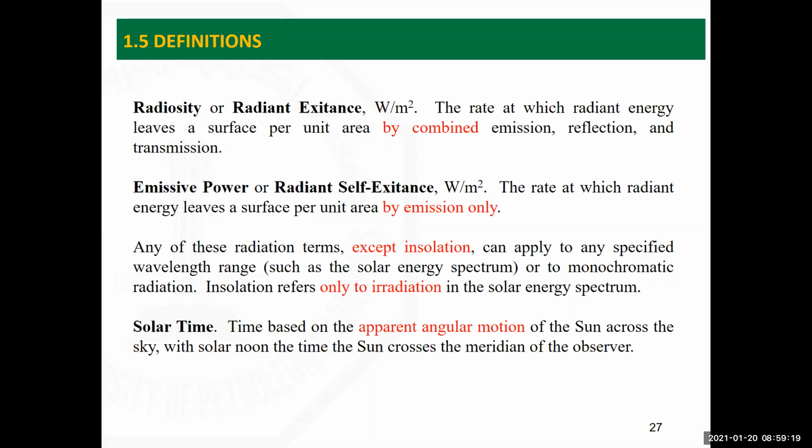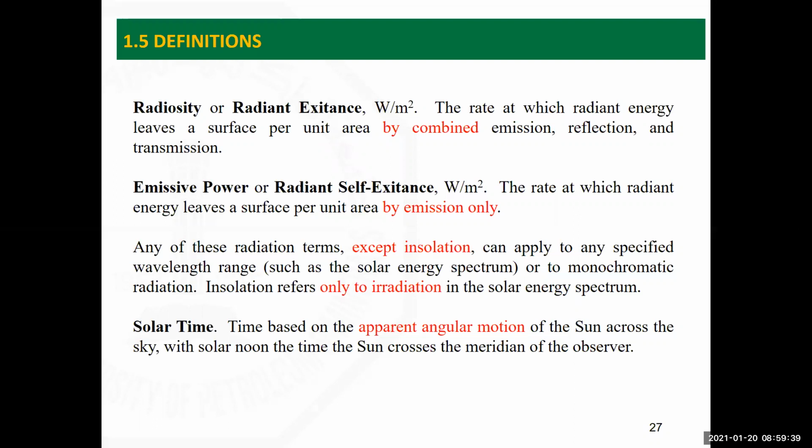And then the transmissivity is the amount of energy transmitted from the surface. So the combination of reflected and emitted energy from a surface is what we refer to as the radiosity. If you remember, in heat transfer, we use the symbol capital J to express the radiosity.